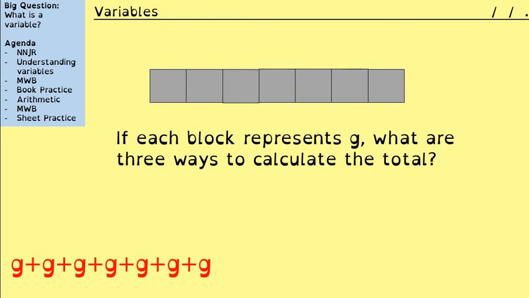So you should have the addition sum, G plus G plus G plus G plus G plus G plus G, because we have 7 G's. Or we can have 7 multiplied by G, or we can have G multiplied by 7. Those are the 3 calculations to find the total length of the block.